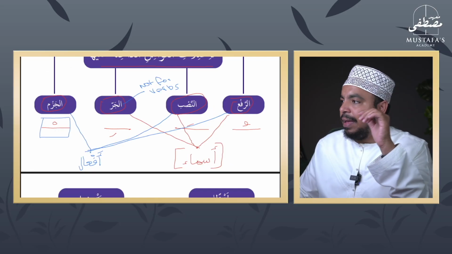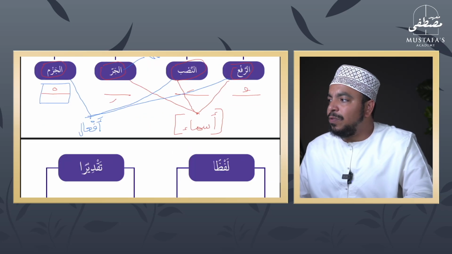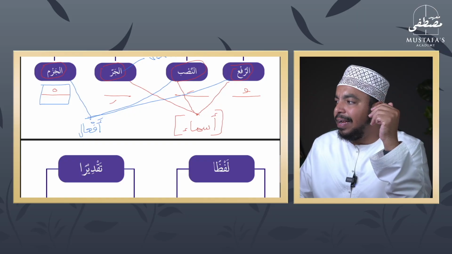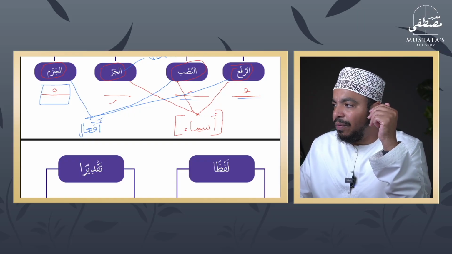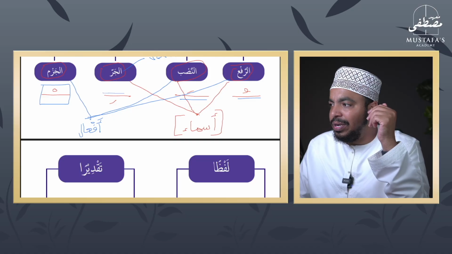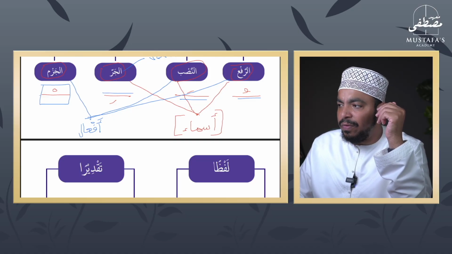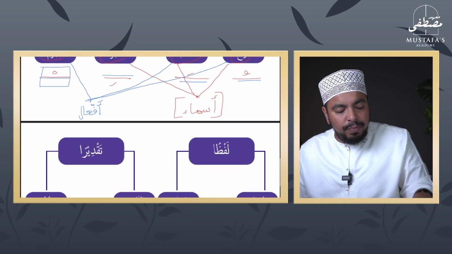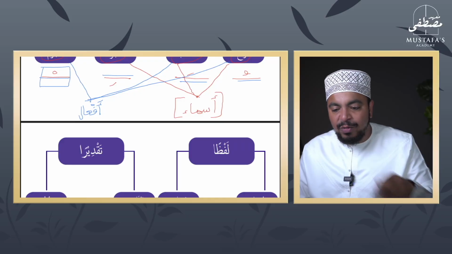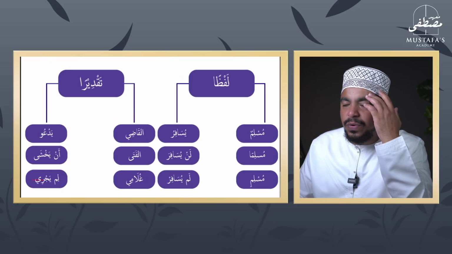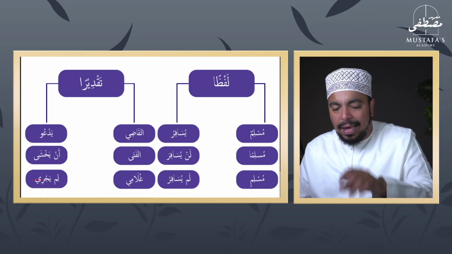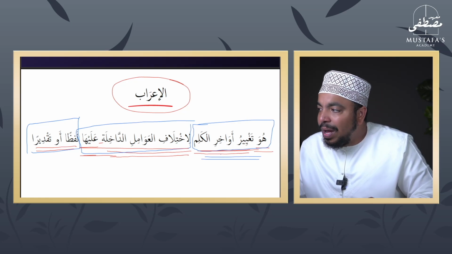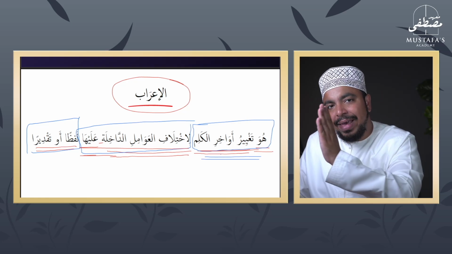Coming back to our text again, over here, we said we have the rafa' and nasb, al-jar, al-jazm. The main sign of al-rafa' is dhamma, the main sign of al-nasb is fatha, the main sign of al-jar is kasra, and the main sign of al-jazm is sukoon, as simple as that. But then there's another issue that we need to bring to the attention of the student. What is that issue? Coming back to the definition again, look: هو تغيير أواخر الكلم. It is the changing of the endings of words.